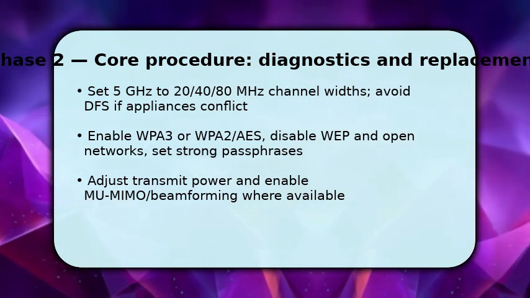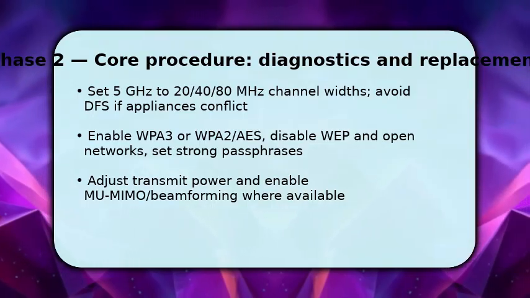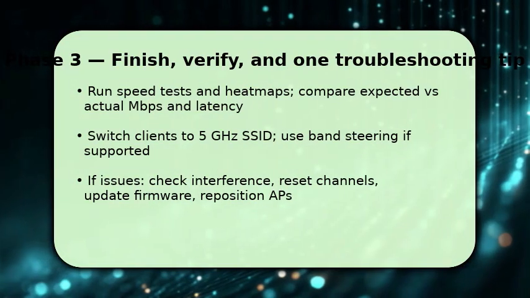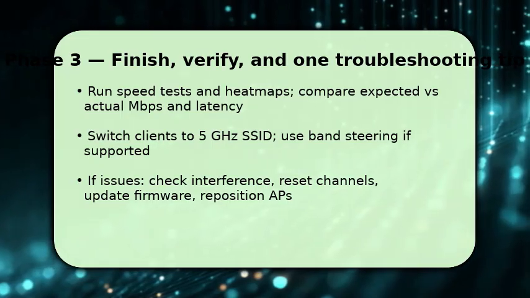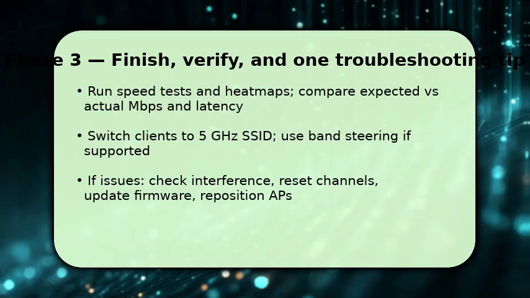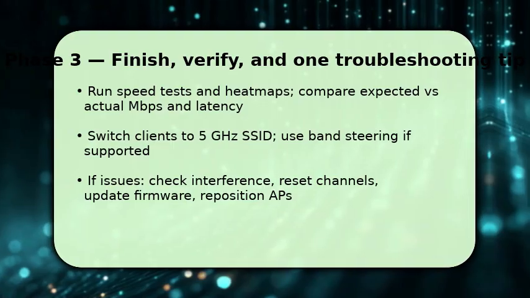Now validate performance by running speed tests and generating a Wi-Fi heat map so you can compare expected versus real Mbps and latency. Move client devices to the 5 GHz SSID or enable band steering to encourage the change automatically, because higher bands reduce congestion.